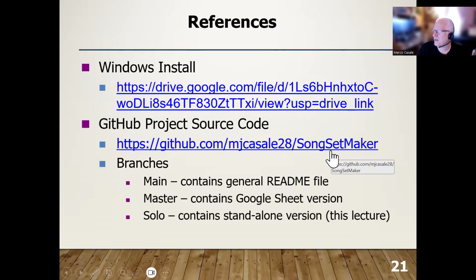This is my project site, and I have three branches. The main branch is just containing a README file. My master branch contains my Google Sheet version of this application, which is a bit more complicated. And then the version that I'm demoing for you to try out today, I refer to it in my solo branch. It contains the standalone version.